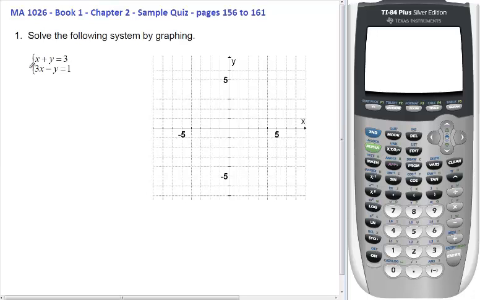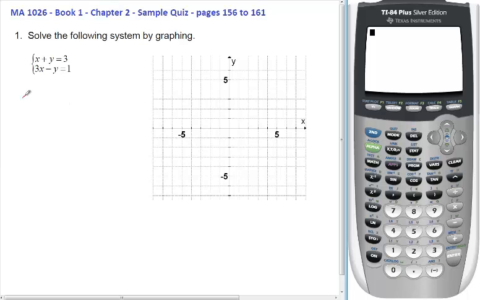Now it's asking us to solve the system by graphing. A system is two or more equations, and in this case we have two equations. When we solve a system, we find the ordered pair that works in both equations. We're asked to do it by graphing, so you just graph them individually and then find out where they intersect.